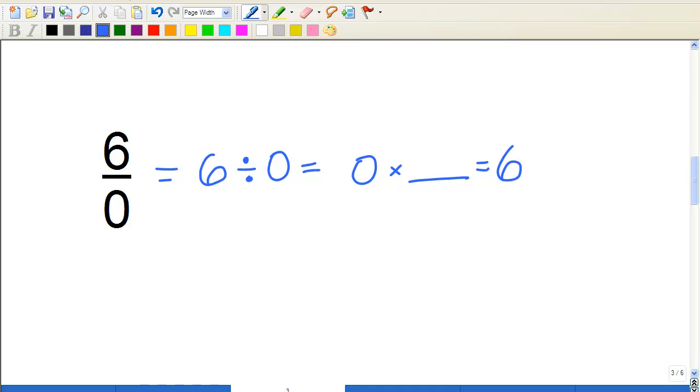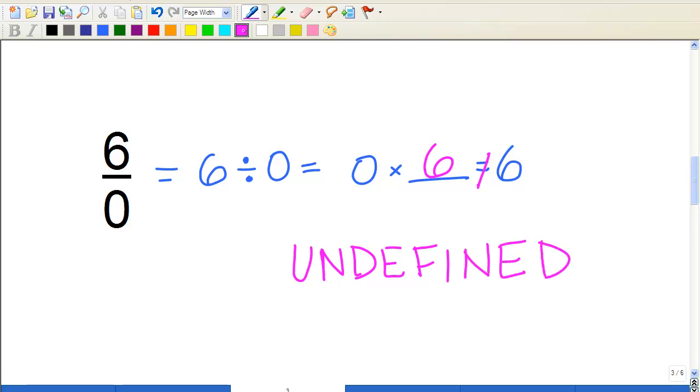Now, hopefully you're already recognizing it can't be anything. If I put a 6 right there, well, 0 times 6 does not equal 6. It equals 0. So the really important thing to remember here is the key word, that when you have a 0 in the denominator, the key word here is undefined. Really, really important to remember that. And it's going to come up not just in fractions, but you're going to see it in slope when you're working with equations that have lines called linear equations.